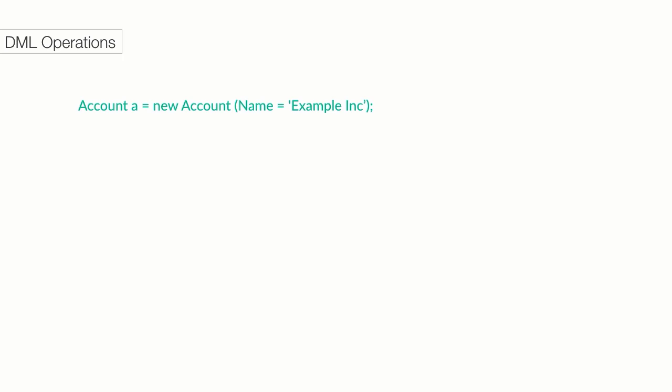This is an example of how you can create a new specific account sObject and assign it to a variable. The account referenced by the variable A exists in memory with the required name field. However, it is not written to the database yet. Using this DML statement, insert A will persist the record in the database.